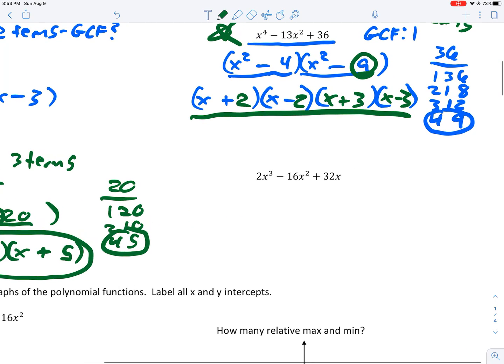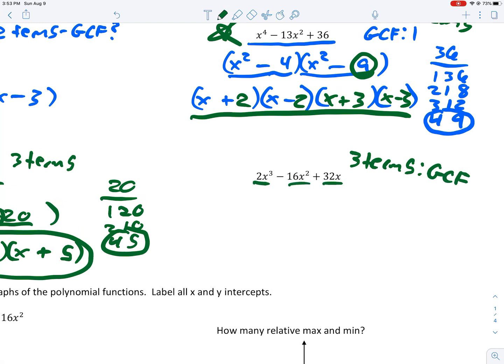Okay, and the last one, again, 3 terms. Oh, so it is a trinomial, so I'm still thinking GCF. So I notice they all are divisible by 2, and they all share at least an x. So this would be x squared. 2 to the 16 is 8. Take an x away. 2x, 32x, so this would be plus 16.